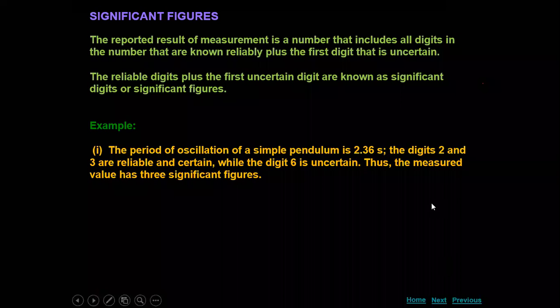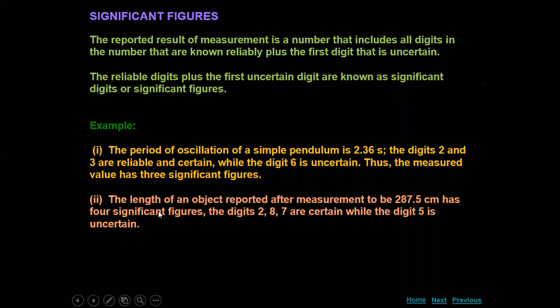Now we will go in detail with another example. The length of an object reported after measurement is 287.5 centimeters. Here 287 are certain and reliable, whereas 5 is uncertain. Both combined, certain and uncertain values, we have 4 values. Now the significant figures are 4. Okay, 4 significant figures.